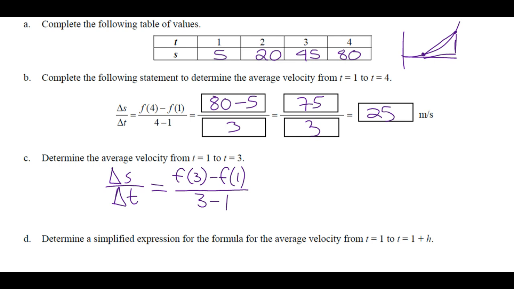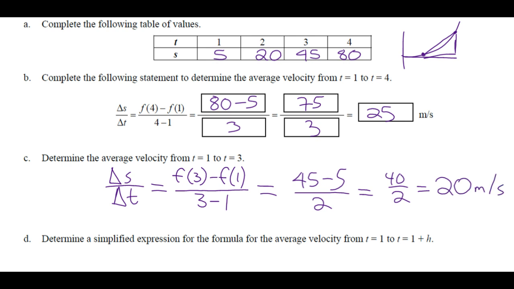I mean, yeah, we could just look at that and just say, hey, it's just whatever, right? But we want to show the work. And hopefully in your assignment you've shown enough detail, right? You don't just leave it out. Like, I get confused easily, so I need to see a reasonable amount of detail. So f of 3 is 45 minus 5 over 2, which is 40 over 2, which is 20 meters per second. So the average velocity from time 1 to time 3 is 20 meters per second.